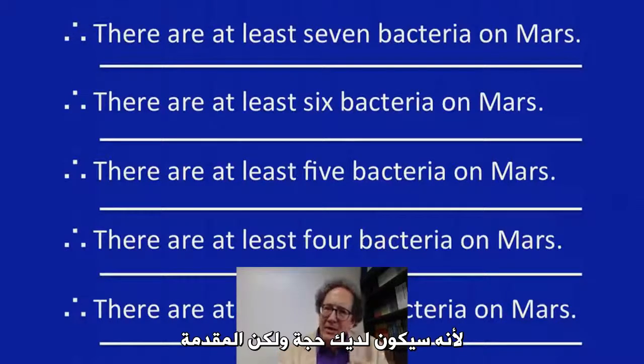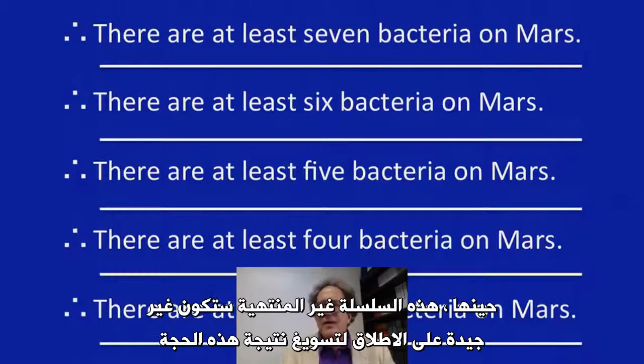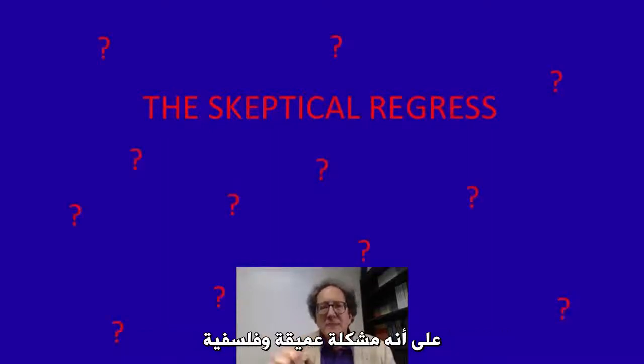Because you're going to have an argument, but if the premise that you're arguing from doesn't have an independent justification, then the infinite chain is going to be no good at all in justifying the conclusion of that argument. So many people see the skeptical regress as a deep and serious philosophical issue.